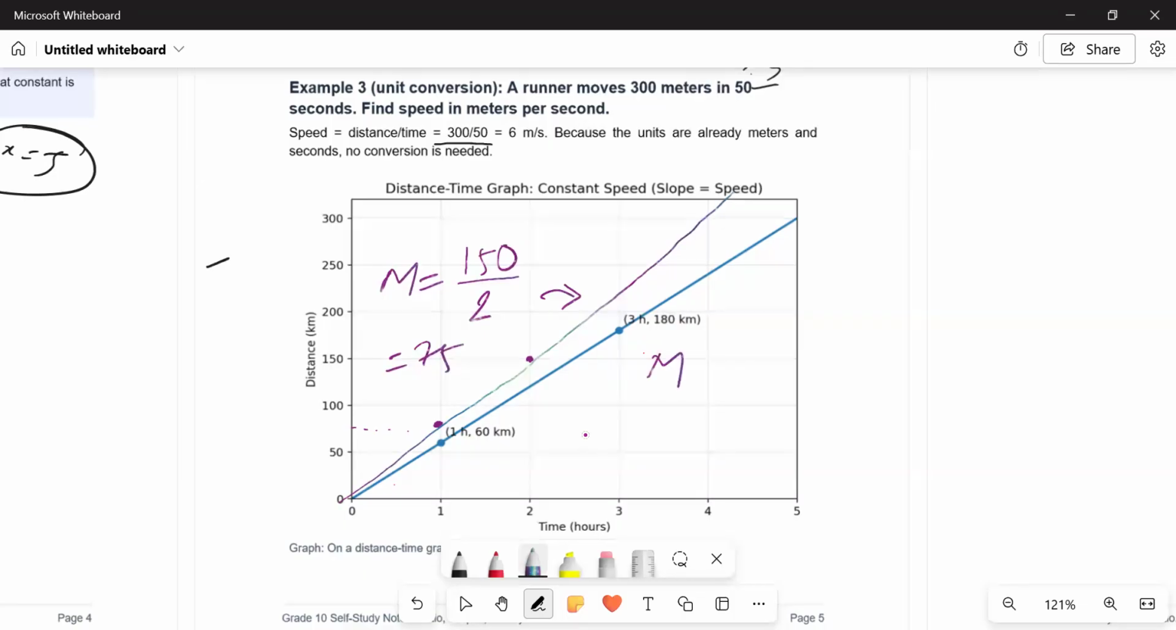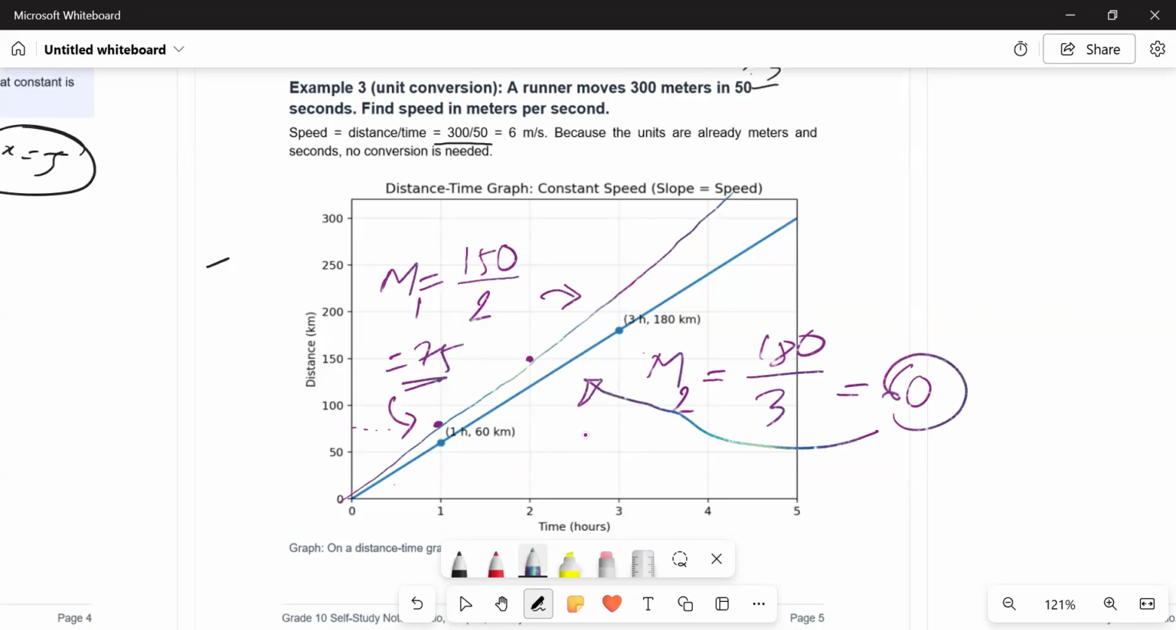And here, let us consider it as m1 and let us consider this as m2. Here it is 180 over 3, which is 60. Now, what is the pattern that you are seeing that you can use to define a slope? Can anyone tell me? This is 75 for this line. This is 60 for this line. From m1 and m2, what do you observe that will help you to define slope?